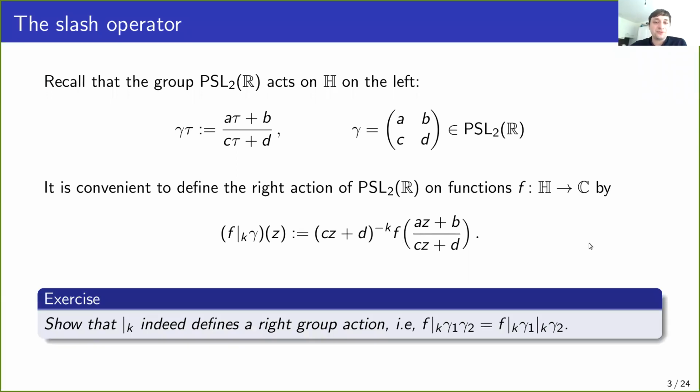And first, yesterday I didn't give any exercises. Today there will be quite a few. So the first exercise is very simple. It's just to verify that this is indeed the right action. One needs to verify that if you take the product of two matrices and act by it in weight k, it's the same as acting by one of them and then by the other.